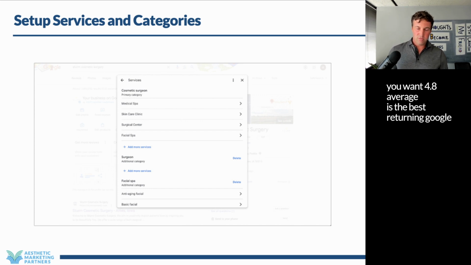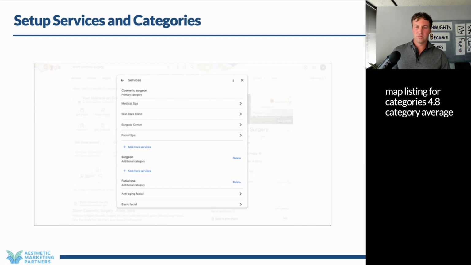Ideally, you want 4.8 average, which is the best returning Google Map listing for categories. So a 4.8 category average shows the best. If you get 4 or 5 of them, I think either one you'd be fine.